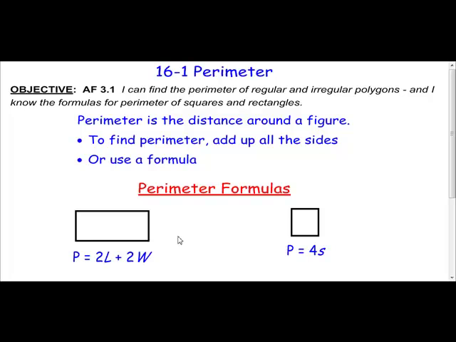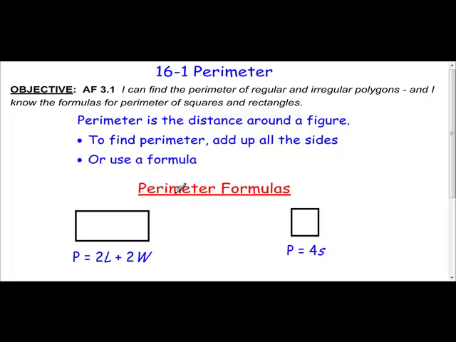And usually they will tell you how long one or two of the sides are, and you can figure out the rest. So you simply just would add up all the sides, and we'll show you what that looks like in a little bit. Or you would use a formula, and the formula for a rectangle is perimeter equals 2 times the length plus 2 times the width.